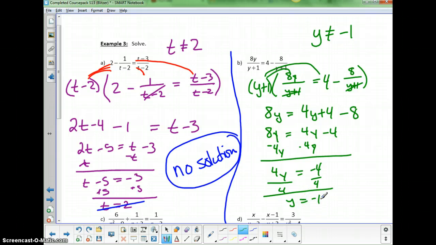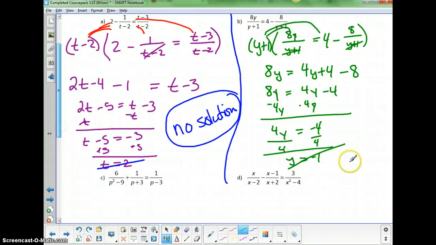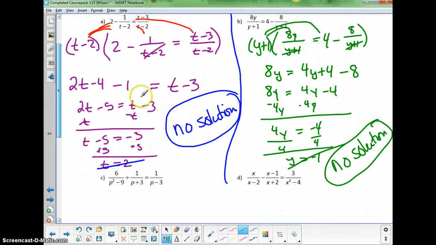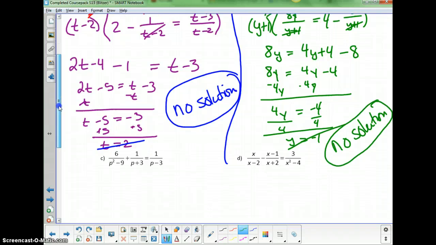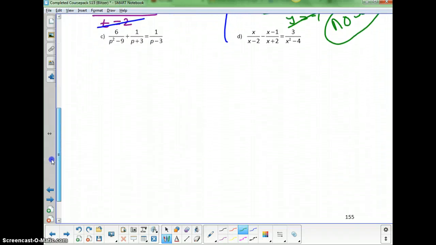So this is another example here of no solution. Y cannot be negative 1. So the correct answer to this problem would be no solution. Alright, let's look at a couple more examples, C and D right here.